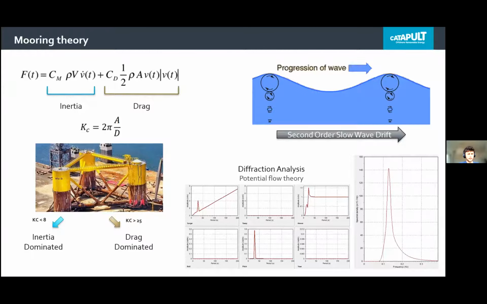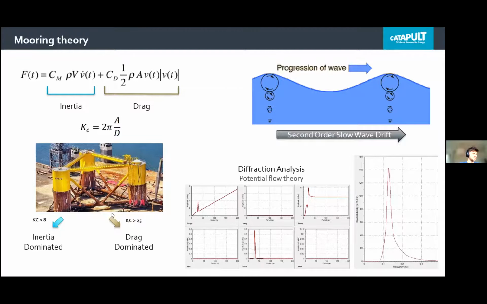So through this, we can use panel theory or strip theory to calculate the RAOs of the platform. And then from these RAOs and with sea states, which can be random or not, we can then calculate the forces and the displacements on the vessel.